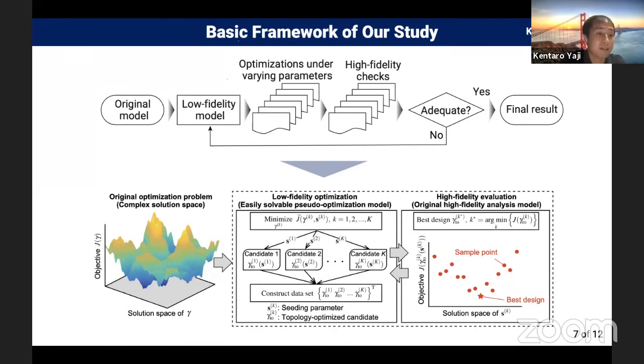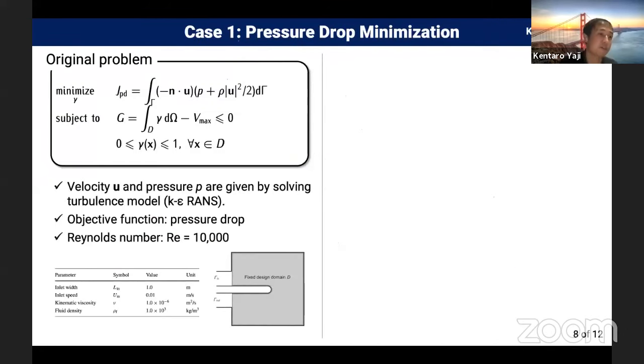But we believe that finding and studying such low fidelity topology optimization models could be an important research topic, as well as the standard approach for directly solving complex topology optimization problems. Okay, now I'll show you two case studies.